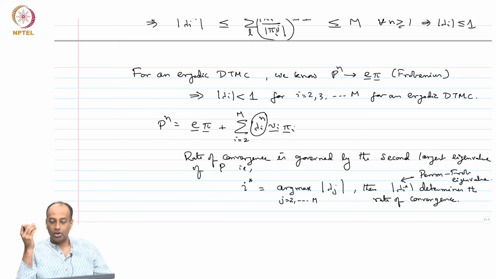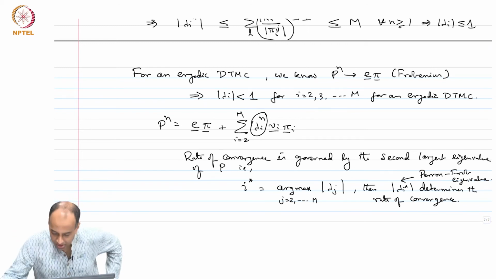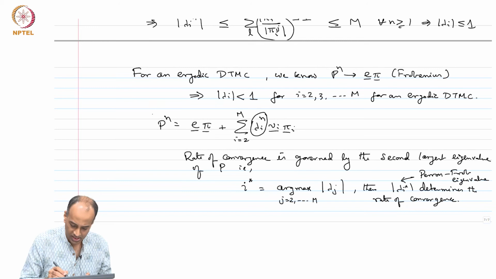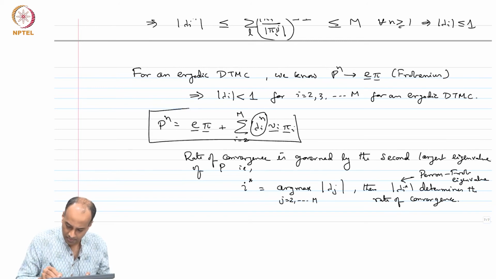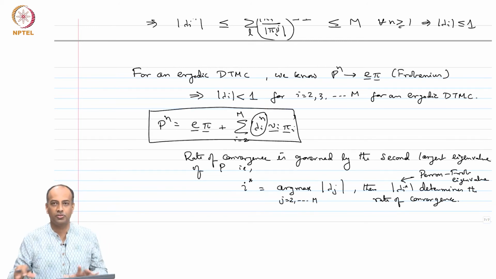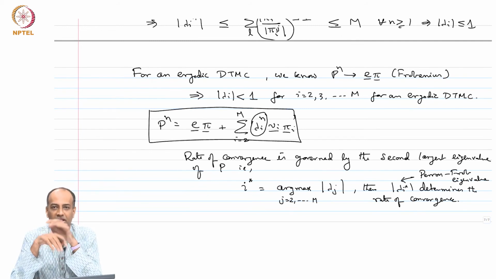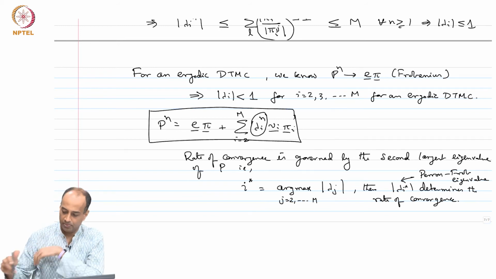If the Perron Frobenius eigenvalue has a magnitude very close to 1, then the convergence is very slow, and conversely, if the absolute value of lambda I star, this Perron Frobenius eigenvalue, is fairly small in magnitude, then the convergence to steady state pi is very fast. So, this is a good exercise. It basically just uses linear algebra in the sense of the spectral decomposition, and we get a very fine grained understanding of how this P power n behaves.